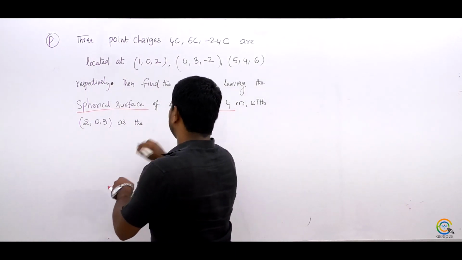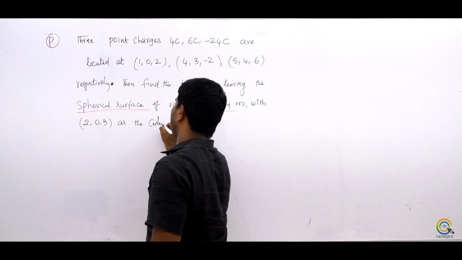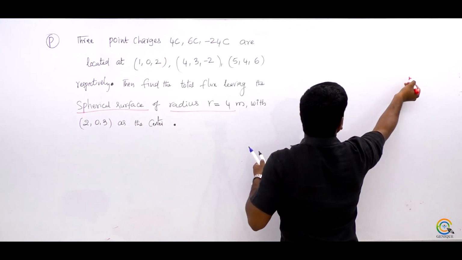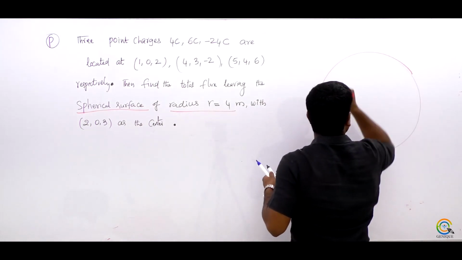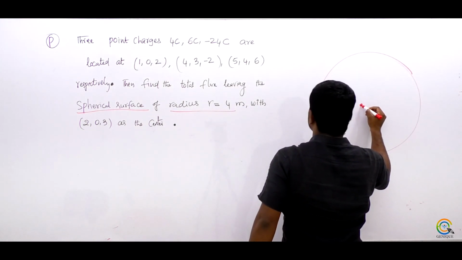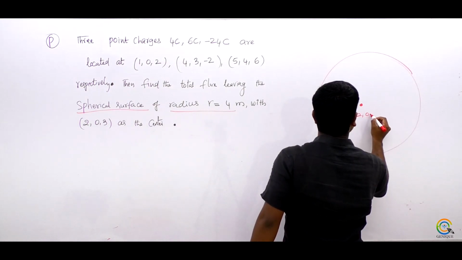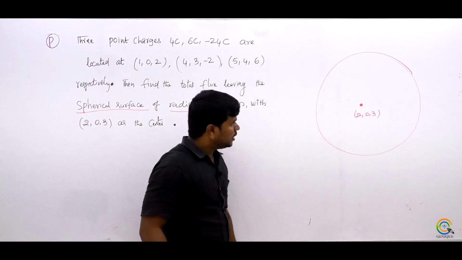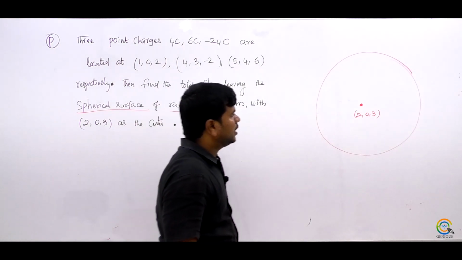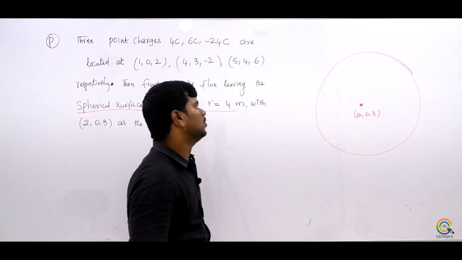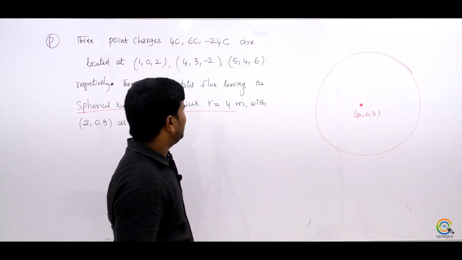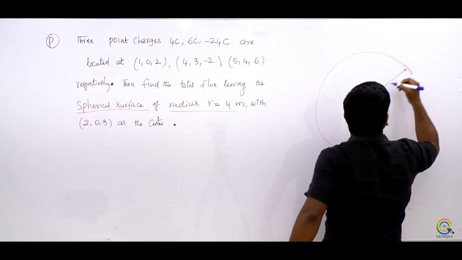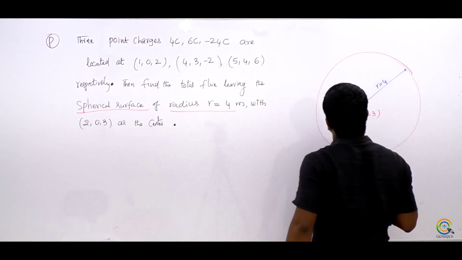The question here is about the sphere. Assume one spherical surface. What is the center? The center of the sphere is (2, 0, 3). Somewhere it is (2, 0, 3), in the xz plane. Now observe this. What is the radius of the sphere? R is equal to 4 meters.